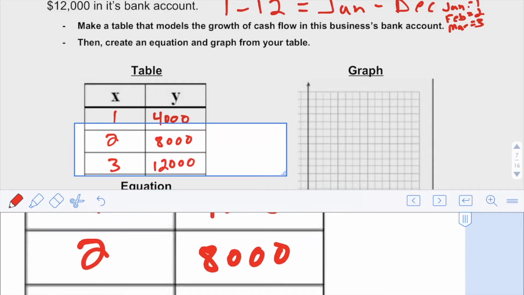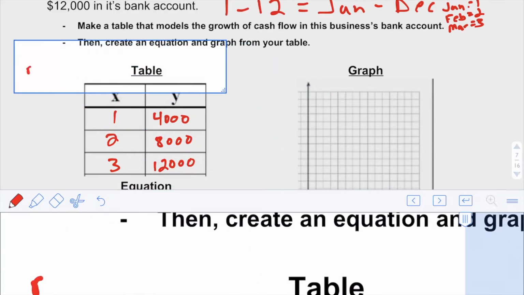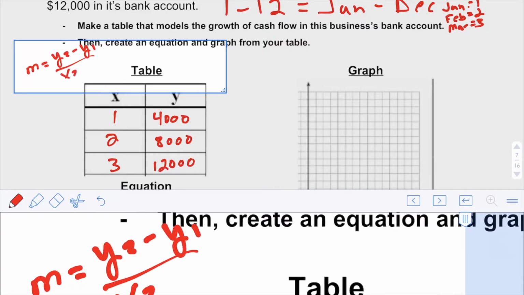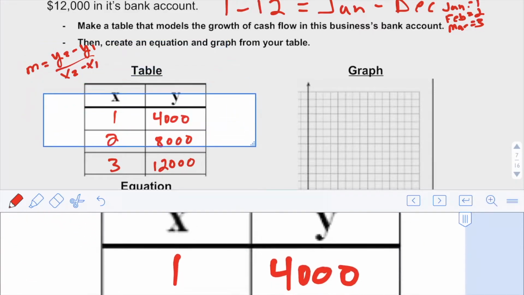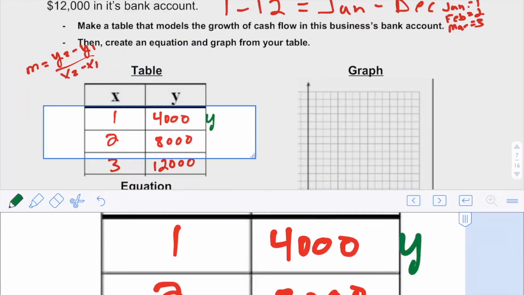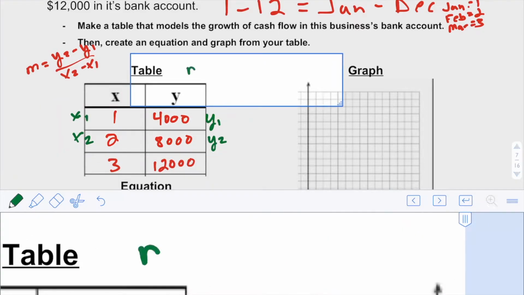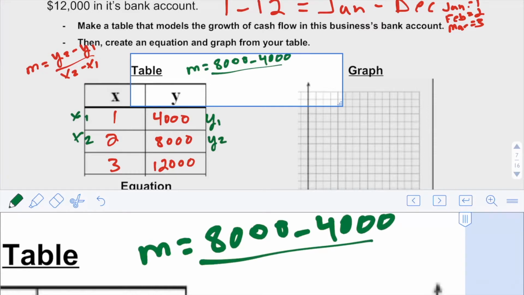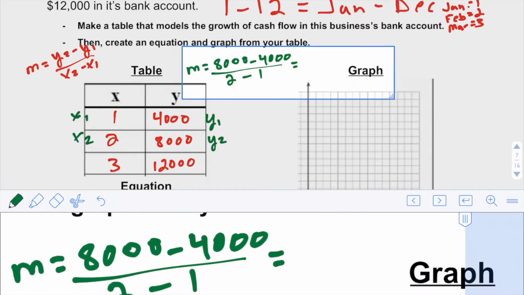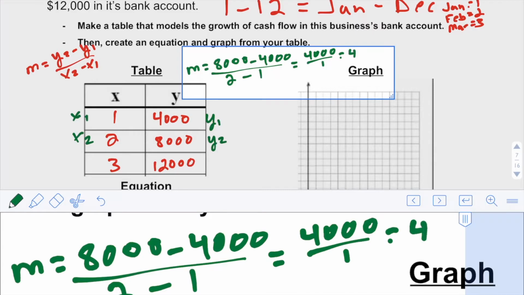Now I need to find my slope. Well, I find my slope the same way. My m is equal to y2 minus y1 over x2 minus x1. So I come down here and I want to assign stuff. So I'll make this my y1, this my y2, this my x1, this my x2. That's a really bad one. My y2 is 8,000 minus 4,000. My x2 is 2. My x1 is 1. That's going to give me a slope of 4,000 over 1, which is just 4,000.